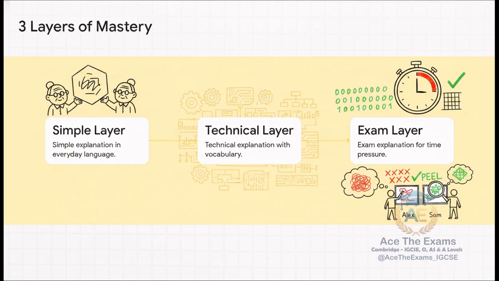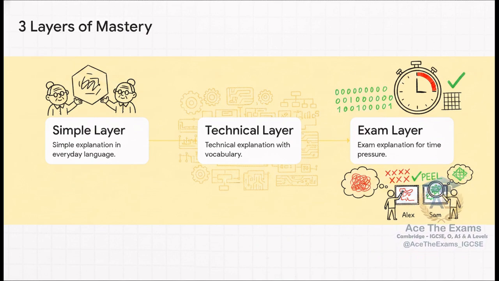Layer 1 is your simple explanation using everyday language. Imagine you have to explain hexadecimal to someone who has never used a computer. You'd say, it's a clever shorthand way to make super long strings of computer numbers shorter and much easier for humans to read. It's basic, but it proves you grasp the core utility.